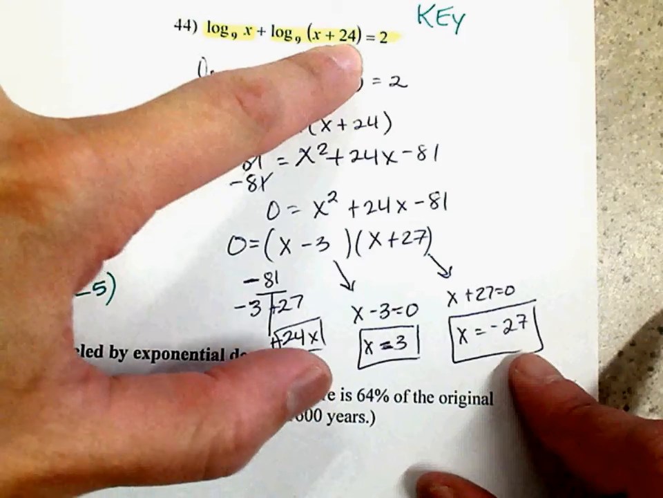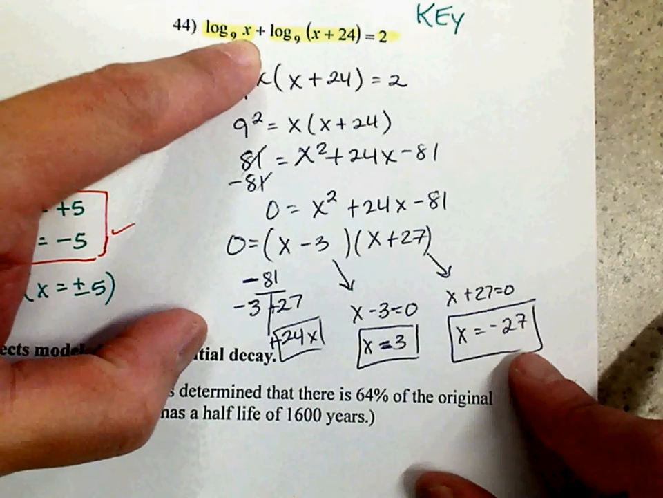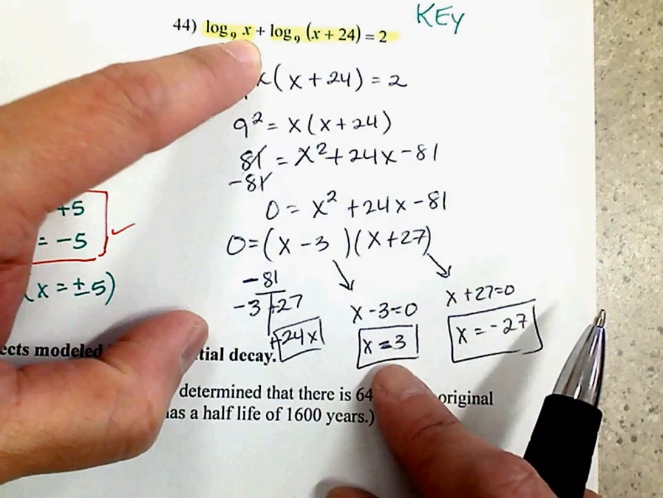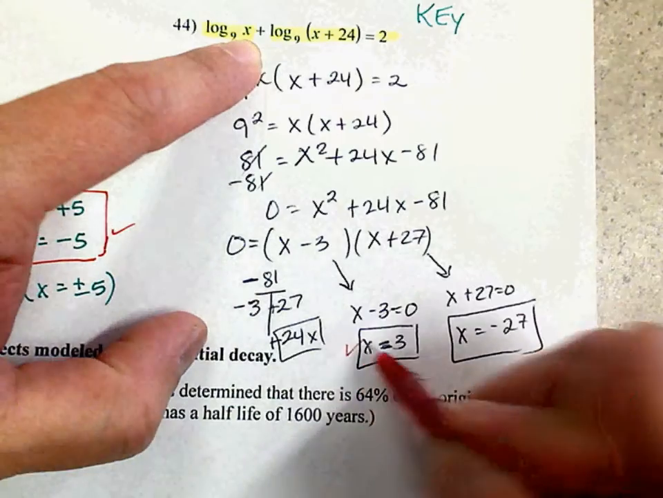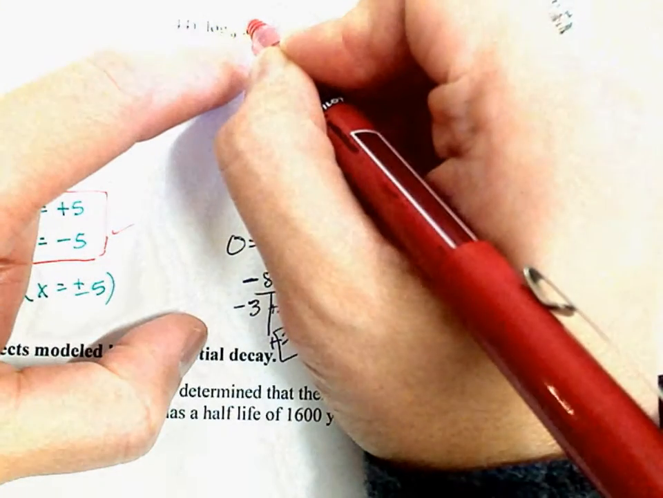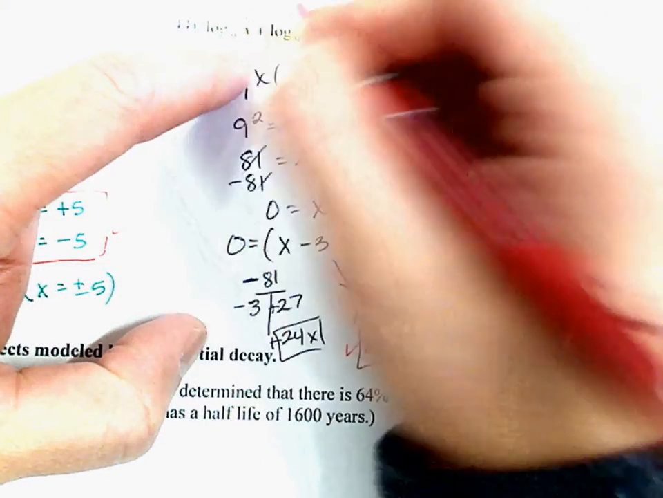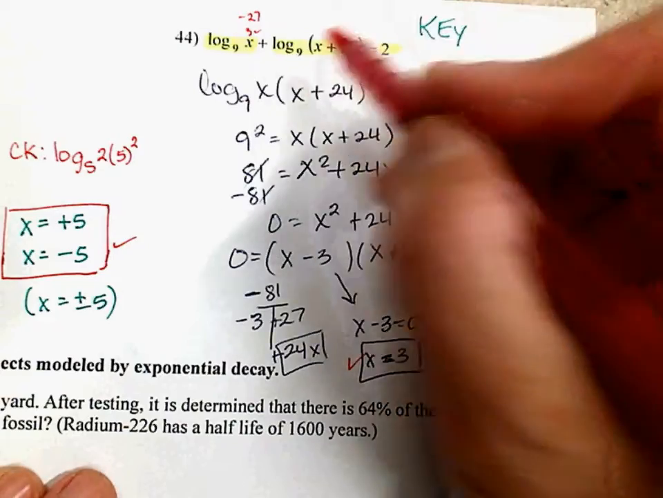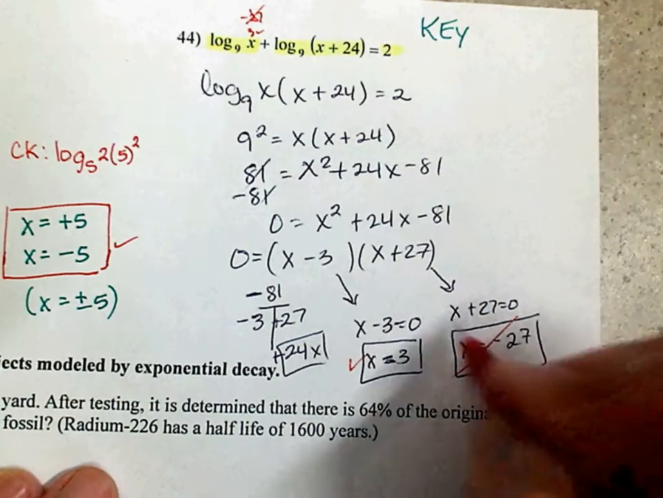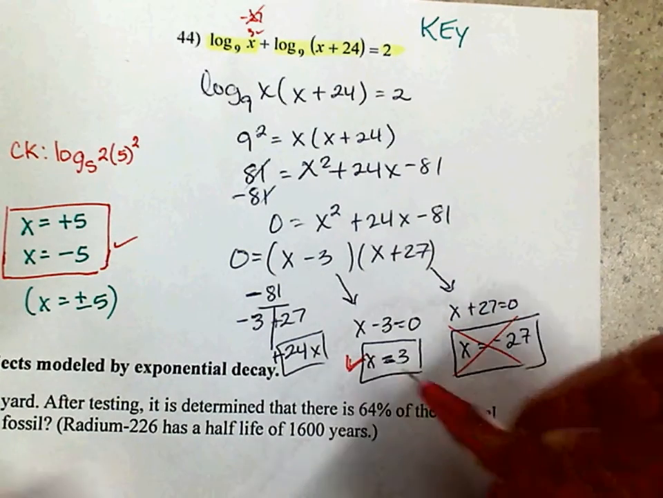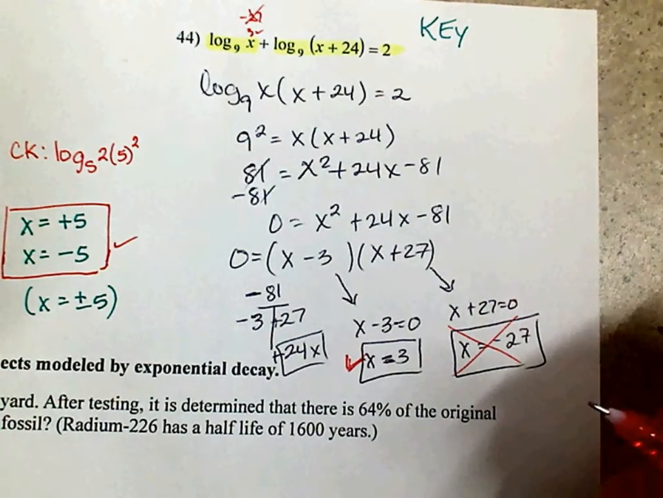Now take a look. Log base 9 of x. Can x be a positive 3? Absolutely. Check. Can x be a negative 27? No, because you can't have a negative there. So this one does not work. 3 is your only solution for number 44. Okay?